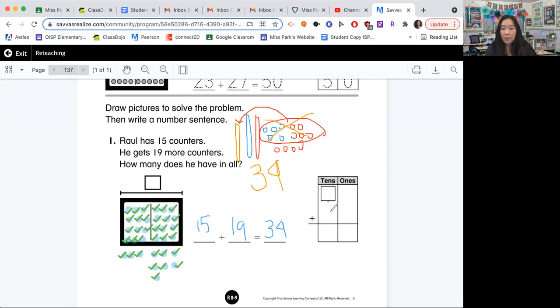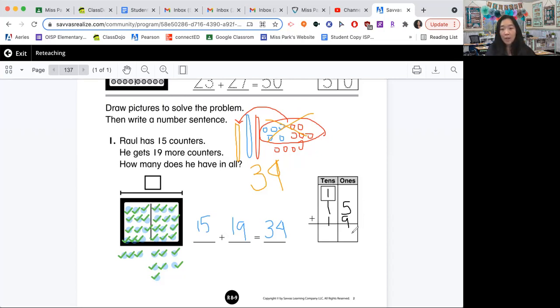So I'm going to add 15 plus 19. What is 5 plus 9? If you don't know, start at 9 and then add 5 more. So put up 5 fingers, say 9, and then count on. 9. Count on. 10, 11, 12, 13, 14.